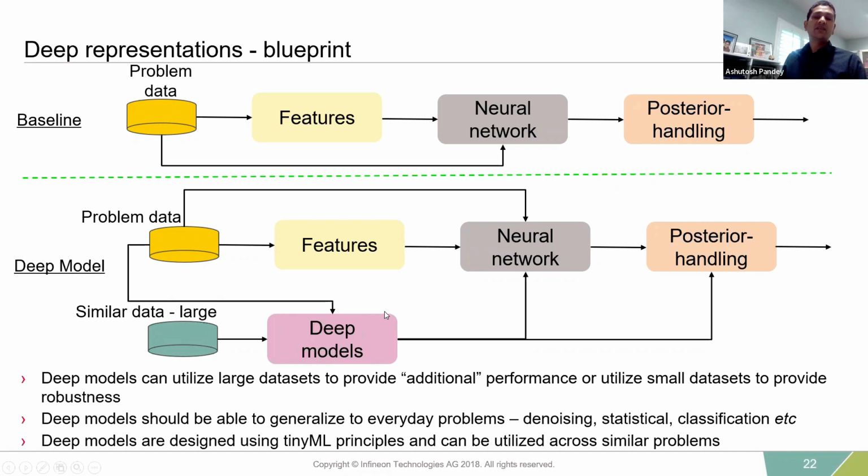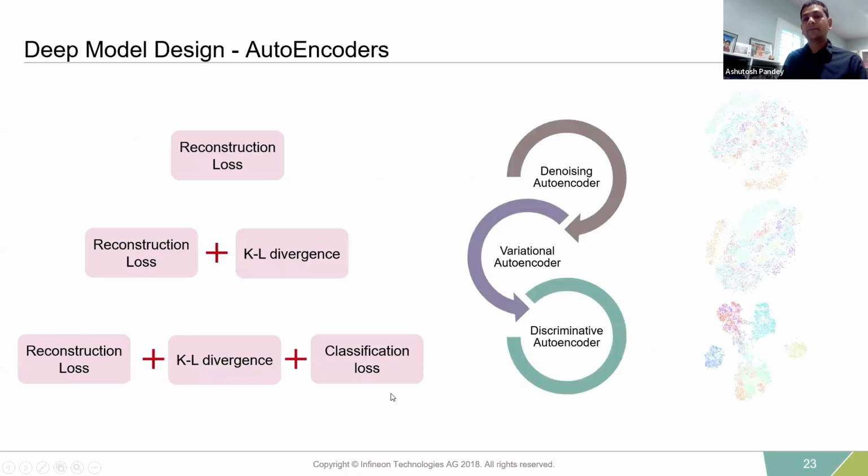In addition, when we were looking into these deep representations, we wanted to make sure that we create something that can scale to multiple tinyML applications, right? From image to sensors and tracking and things like that. So we looked at these three attributes: generalizing to multiple problems, extending to many applications like denoising, statistical, and classification, and obviously being tinyML friendly, so it can be implemented efficiently.